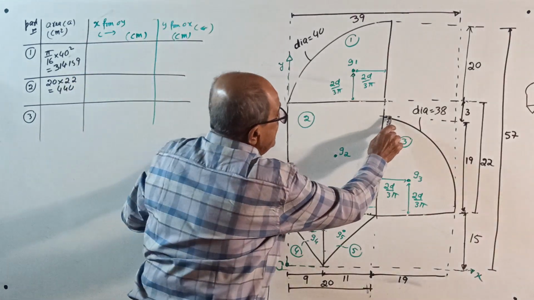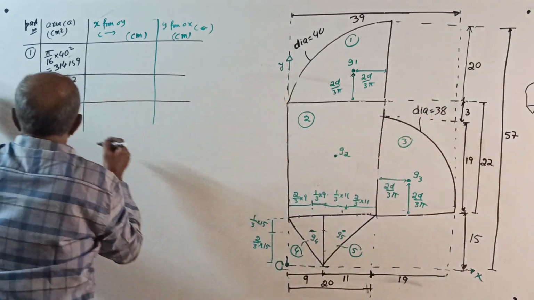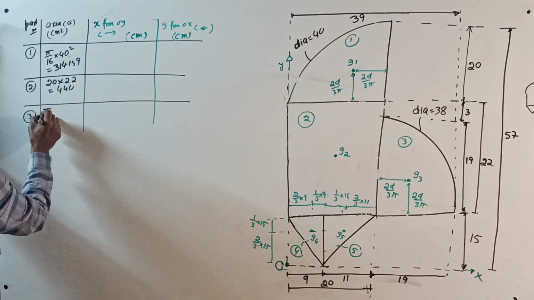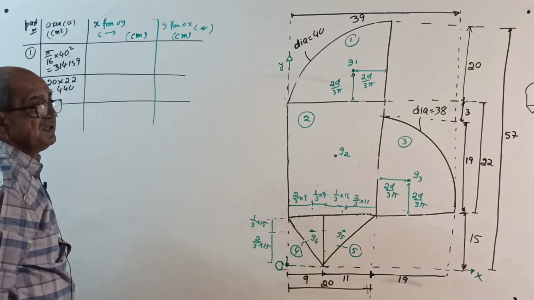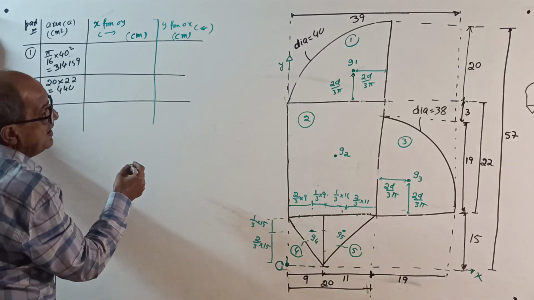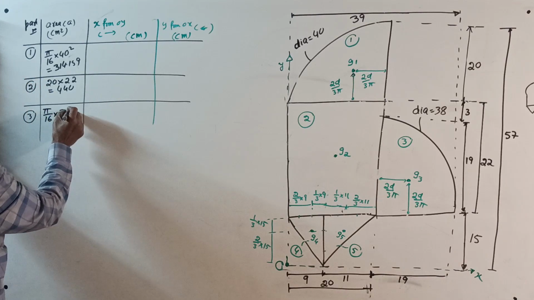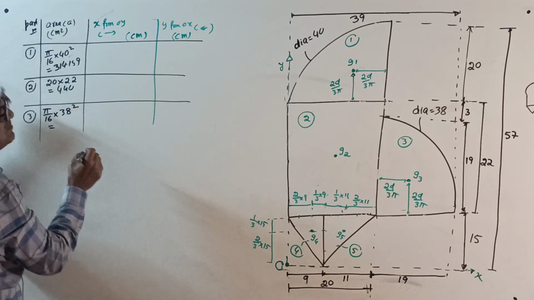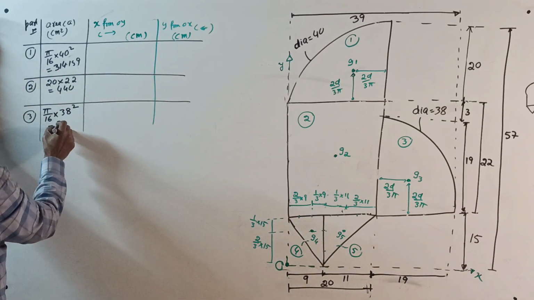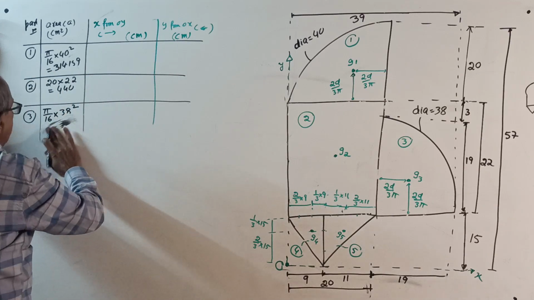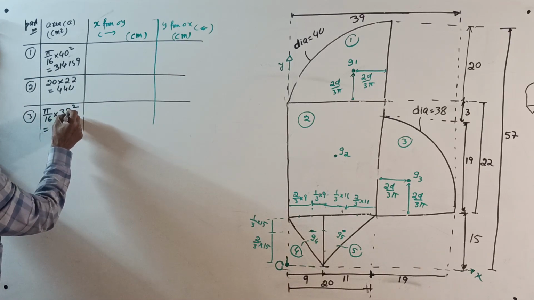Area, again a quadrant, diameter 38. Pi by 4 is for a circle, pi by 8 for a semicircle, and pi by 16 for a quadrant. So pi by 16 of 38 squared is 283.529.